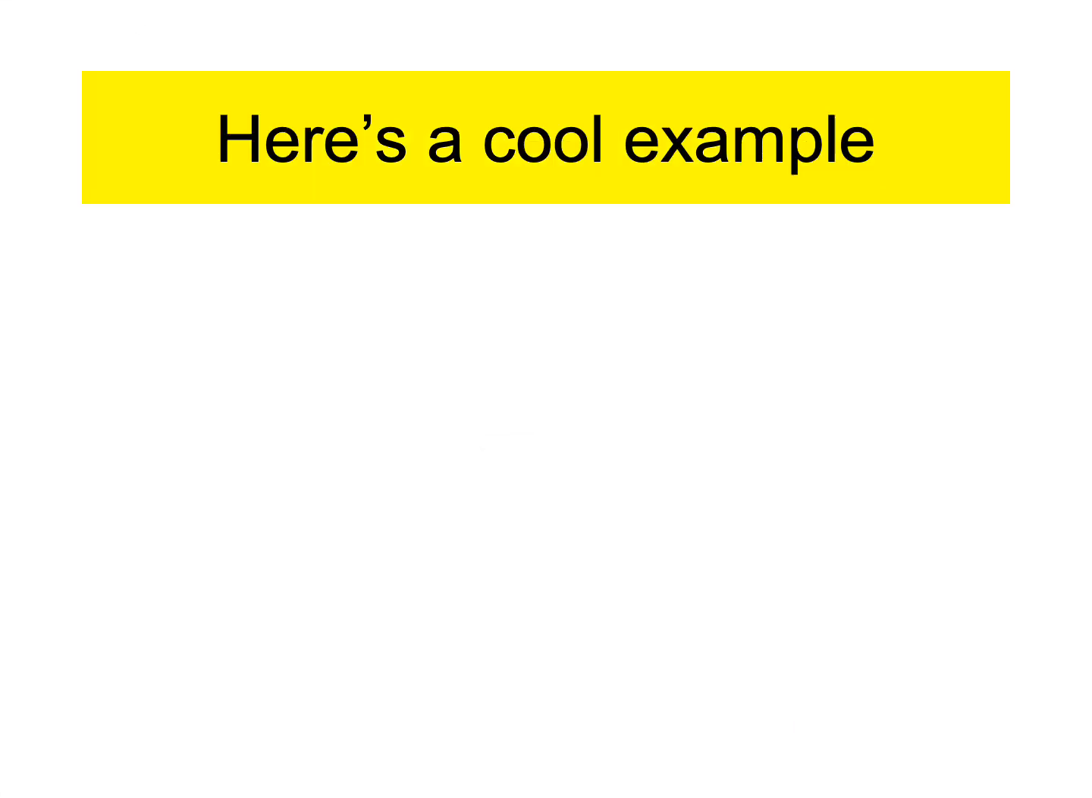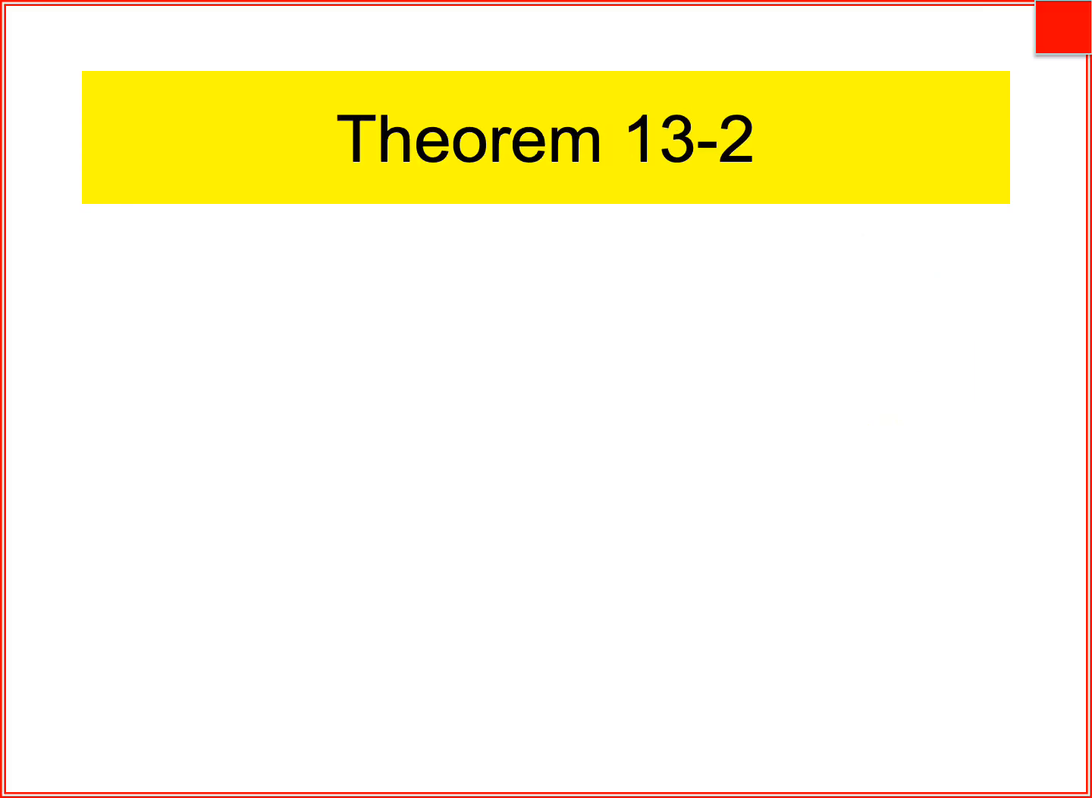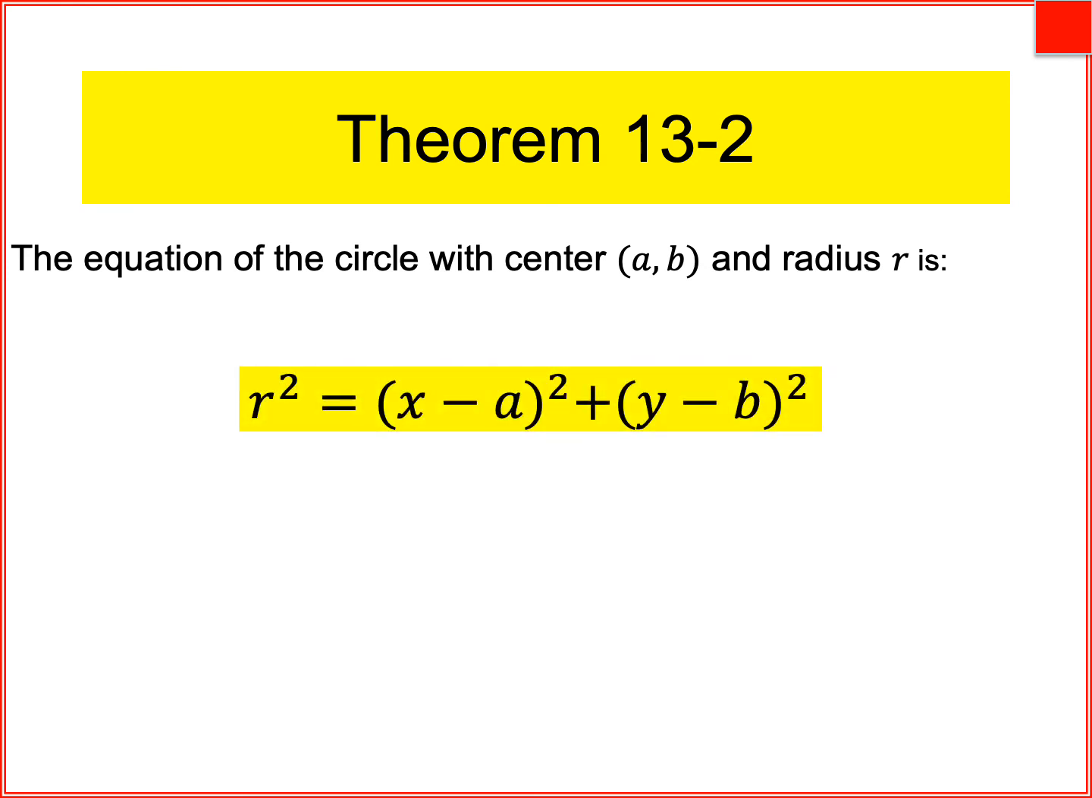All right, let me show you one cool example. So let's just imagine, instead of a line segment, we've got a circle. Okay, so this is actually theorem 13.2, and it says this: the equation of the circle with center (a, b) and radius r is that formula right there. Remember, x and y there is any point on the circle, and (a, b) is the center of the circle, and r is the radius. So that is the equation of a circle, right?